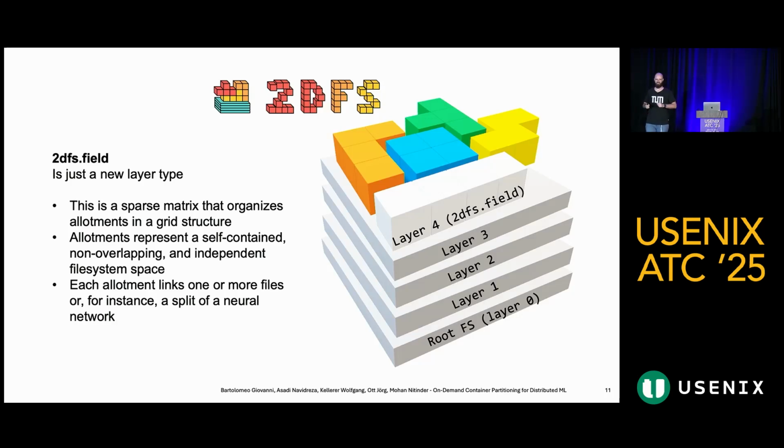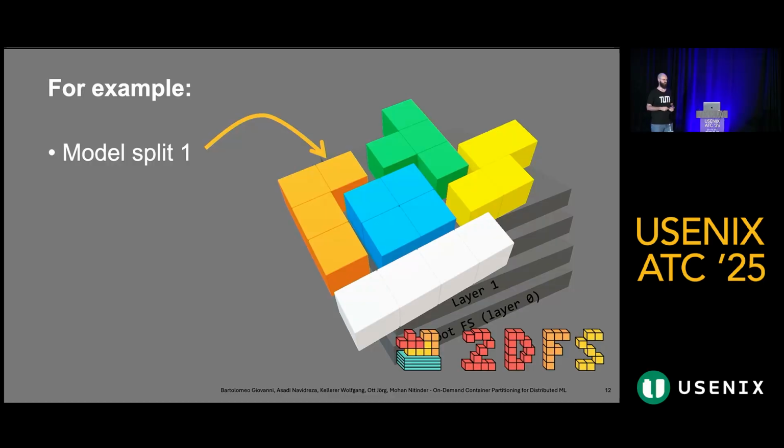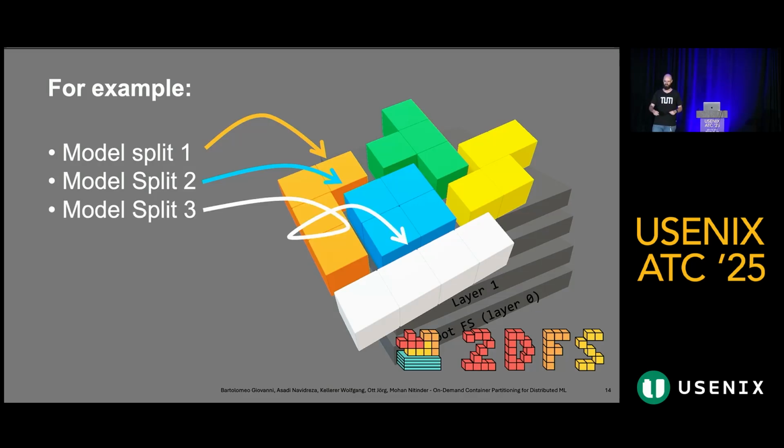Long story short, all the files in these allotments are completely independent, which brings the property that all of this can be built in parallel, cached independently, and distributed independently. So, for example, in my file system, I would like to organize this in such a way that I can contain different splits of my model. We can think of it like a table holding a model split, and then another chunk holding another model split, and so forth.